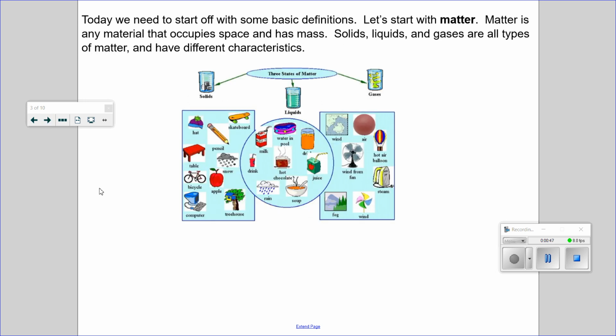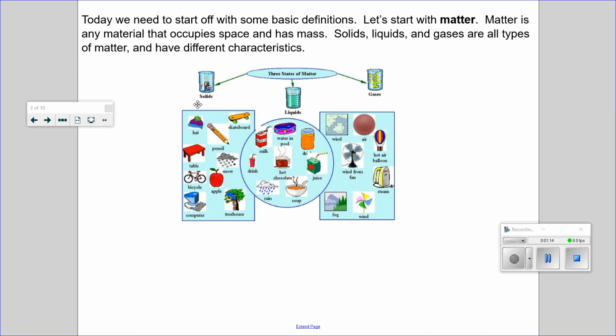Today, we need to start off with some basic definitions. Let's start with matter. Matter is any material that occupies space and has mass. Solids, liquids, and gases are all types of matter and have different characteristics. And we are going to talk quite a bit about this in more detail in future lessons.